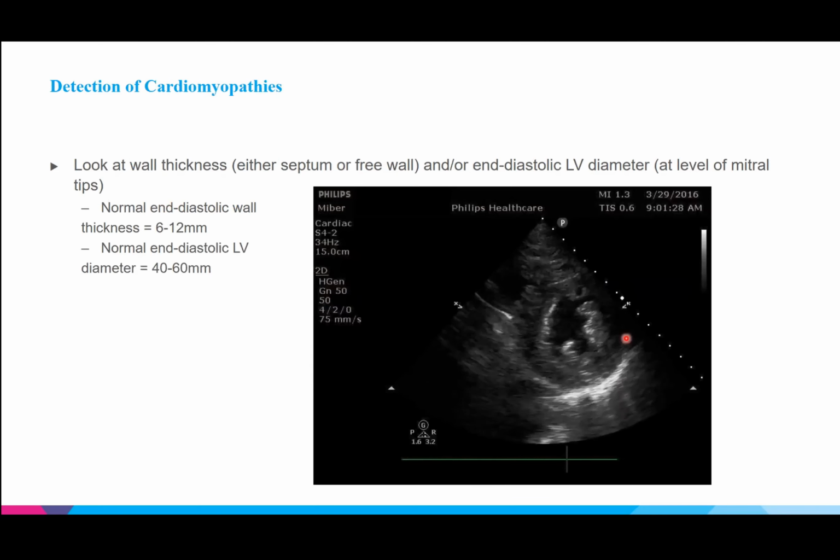And again, this is pointing to the fact that the thickness of the wall is more than what you would expect. At end diastole, you want to look at the wall thickness, and normal thickness should be 6 to 12 millimeters. If it's more than that, that could suggest something like a hypertrophic cardiomyopathy. And then you can also look at the end diastolic LV diameter as well, and you want it to be 40 to 60 millimeters.